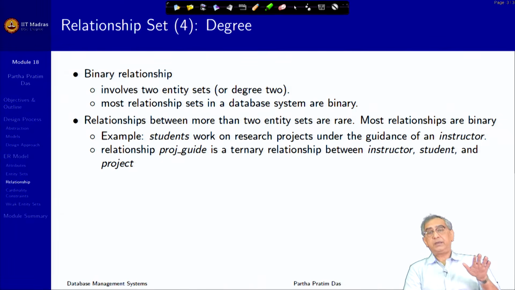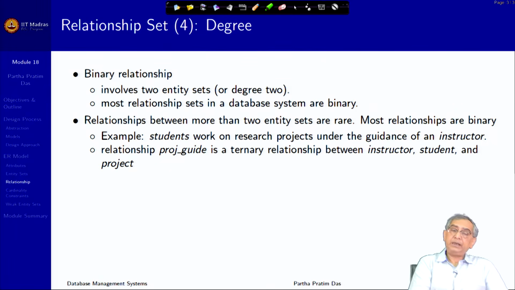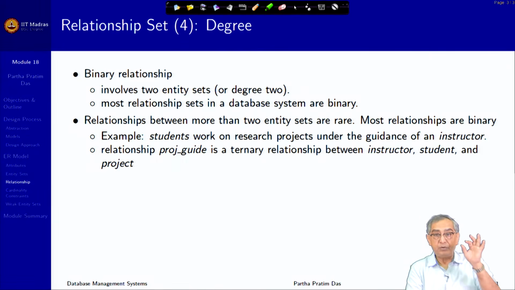Most relationship sets in the database are binary, and that is what is preferred. Often, if we have a situation of a ternary relationship or more, we try to break it down into binary relationships, maybe. For example, if we are talking about a project guide relationship, it is not a simple guide as we had earlier, but it is a project guide. So, then you need to know three things.